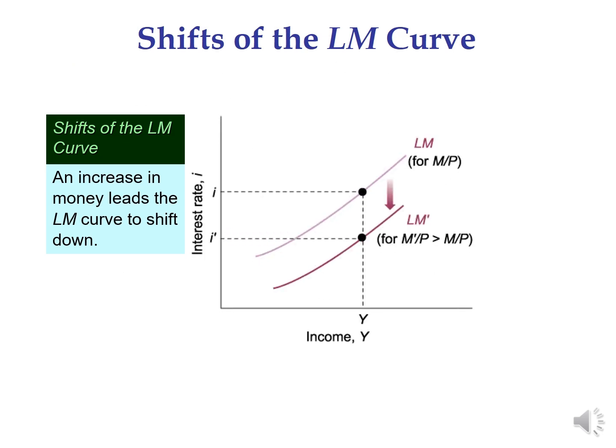Shift of the LM curve. An increase in the money supply leads the LM curve to shift downward. Whenever there is an increase in the money supply, it leads to a shift of the LM curve down, because the interest rate is decreased at that point. So the LM curve shifts downward.